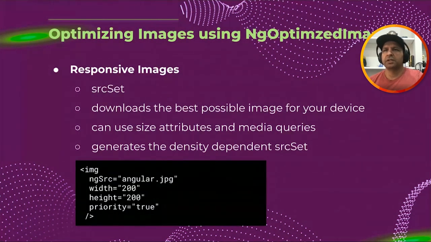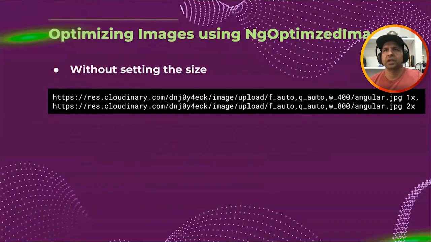And so the directive will automatically generate the density-dependent srcset. And that means that the 1x image will be automatically downloaded by the browser on low pixel density screens and 2x for high density screens. And it does that automatically. Okay. So a higher density or device pixel ratio on screens generally means that you have a higher pixel count and a better image.